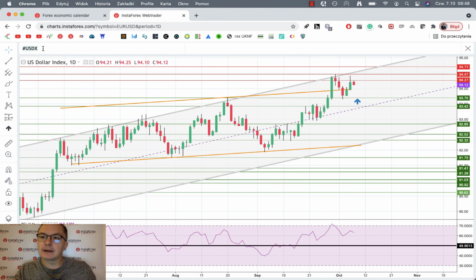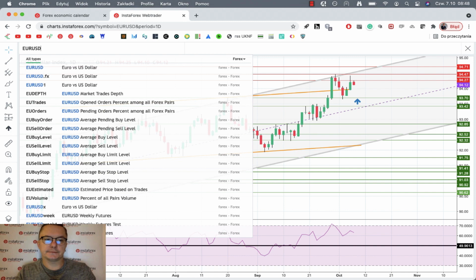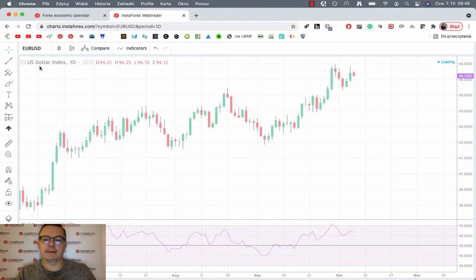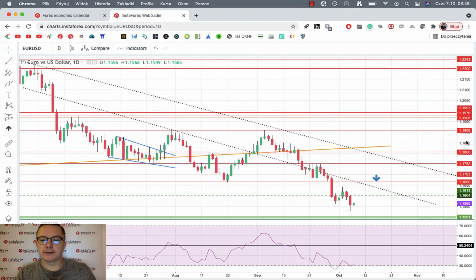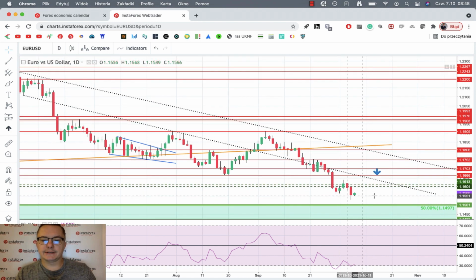Because we are going to have some data from the US, let's take a look at the euro to the dollar pair. What is going on here? Well, because the US dollar index is going up, the euro to dollar is going down. We are approaching the level of 50% of the Fibonacci retracement. This level is located at 1.1497, and it looks like it will be touched soon.